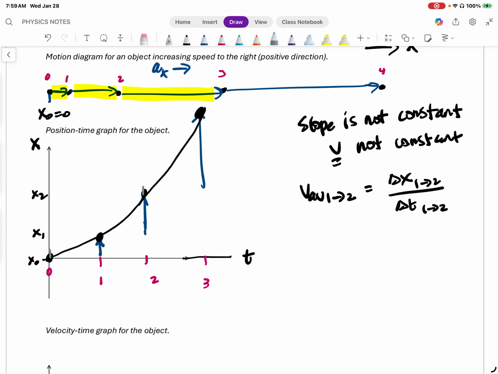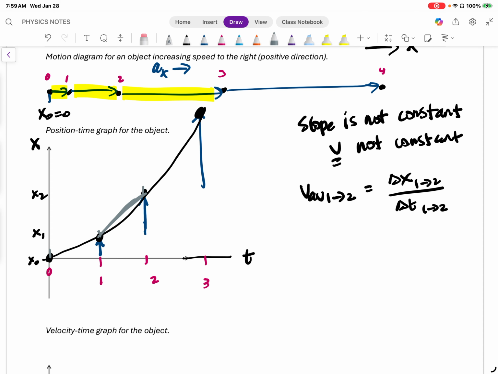I see I initially drew that as from 0 to 2, so I'm going to change my points here, say 1 to 2. If I want to know the average velocity from points 1 to 2, that's just the slope of the line from t equals 1 to t equals 2, right? And if I look at this line, this is the average velocity from 1 to 2, right?